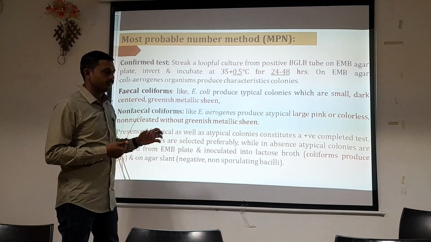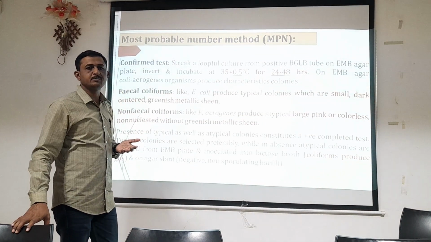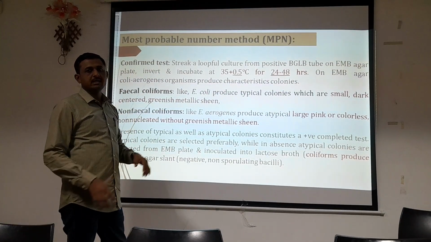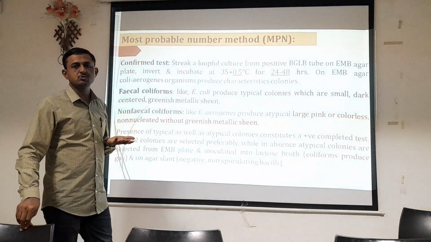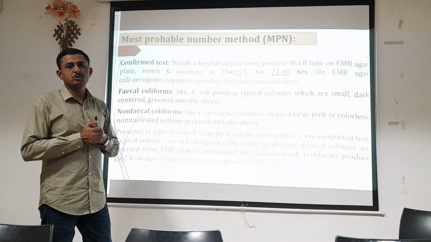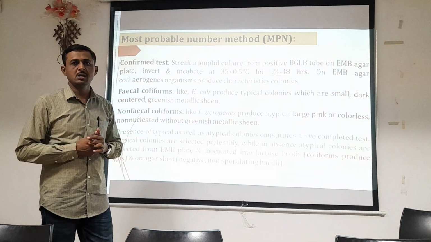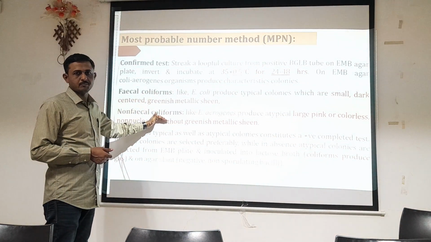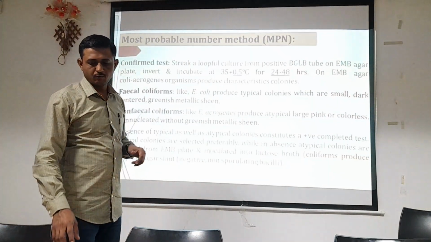In case of non-fecal coliform, if another source of organism is present in that water sample, it produces atypical colonies that are large in size, pink or colorless, as they are non-lactose fermenting, non-nucleated, without greenish metallic sheen. As they are non-lactose fermenting, their colonies become either pinkish or colorless, and these are the characteristics for fecal coliform and non-fecal coliform. So on the basis of growth pattern, you can distinguish between fecal and non-fecal coliform using this media.